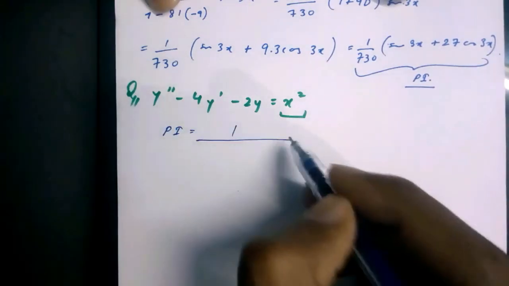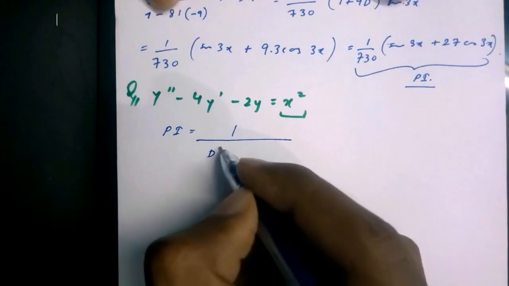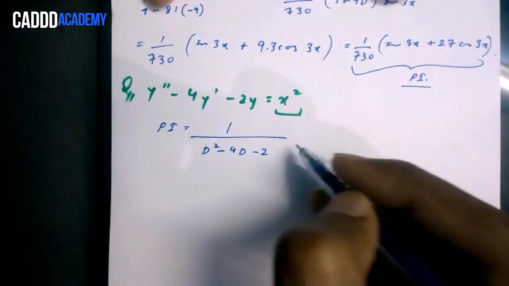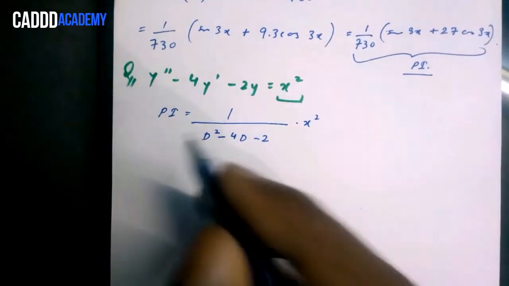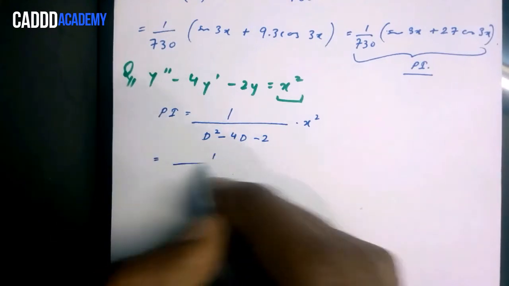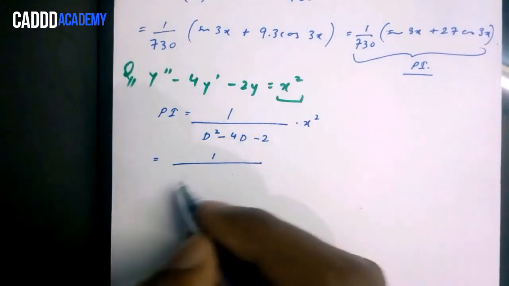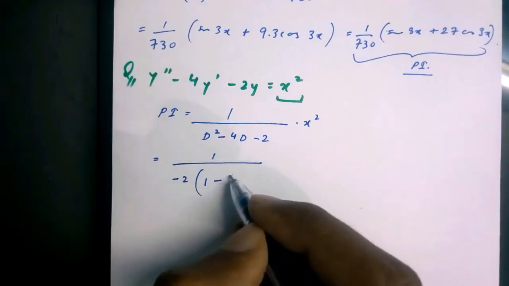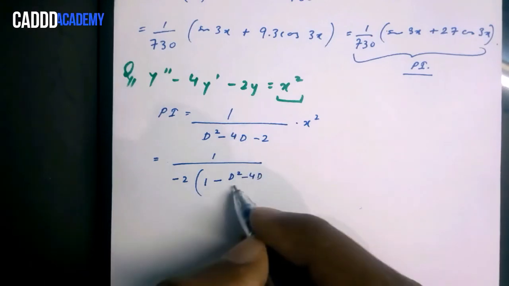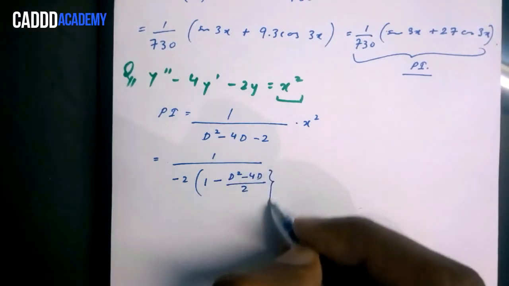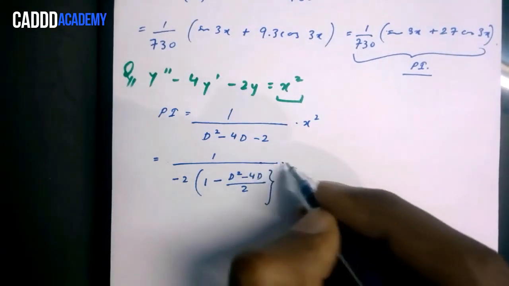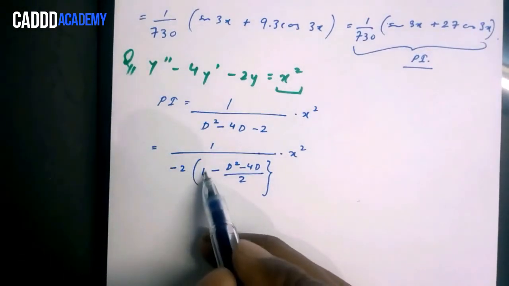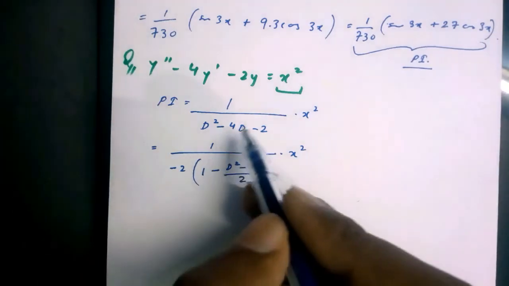So to solve this, PI will be what? Again the reciprocal of that auxiliary equation, into x square. So what we will do here is take the constant out. Minus 2 is the constant here. We will take this out, and which will be what? 1 minus d square minus 4d by 2, into x square. If this minus 2 gets multiplied here, we will get this equation back.